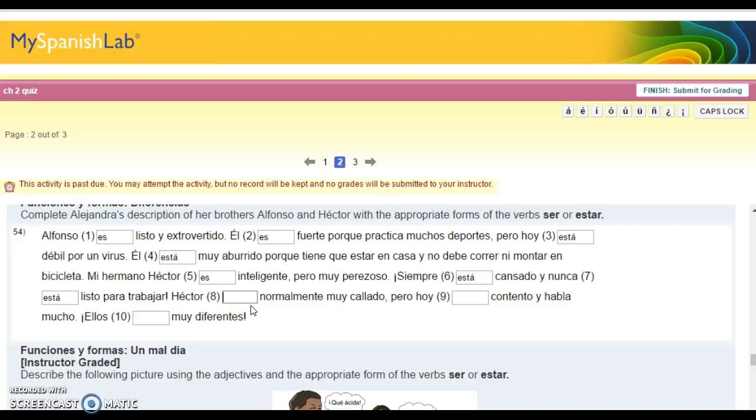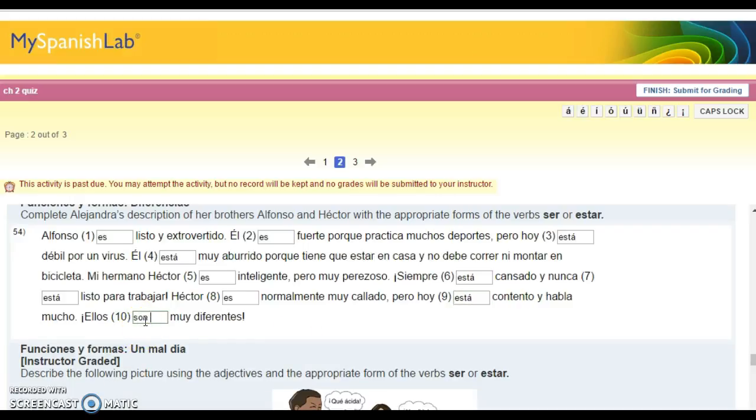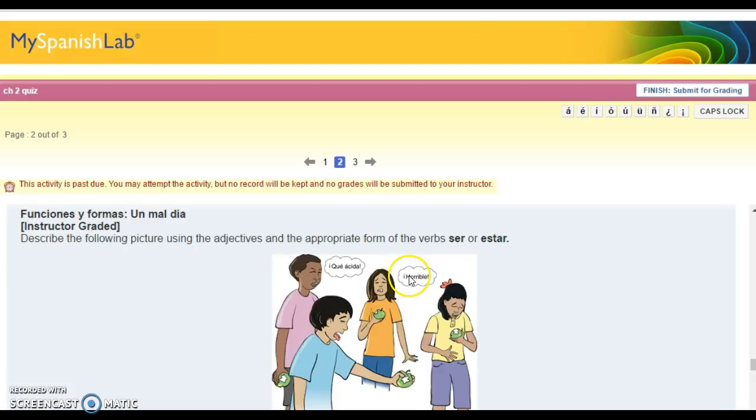Okay. Normalmente es muy callado. That's a characteristic. Normally he is very quiet. But today, está contento. Oops, he's happy. And he's talking a lot. And then they are very different. Ellos son muy diferentes. Okay.